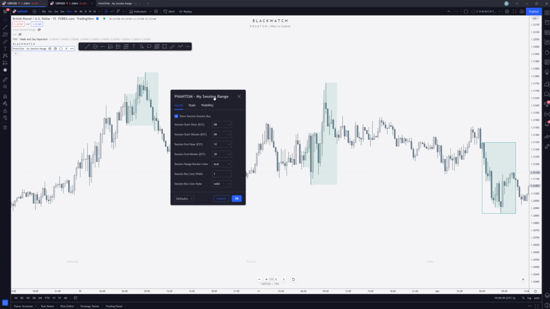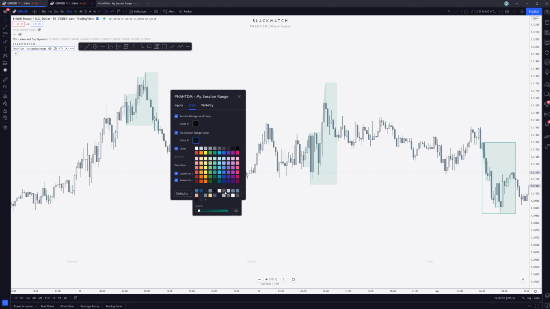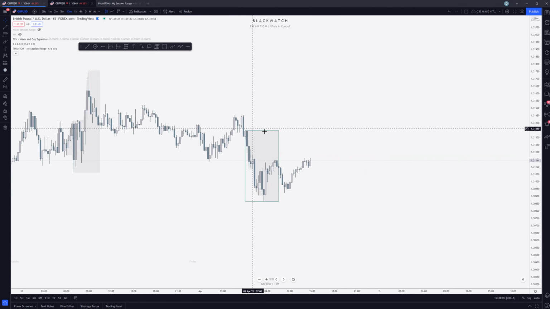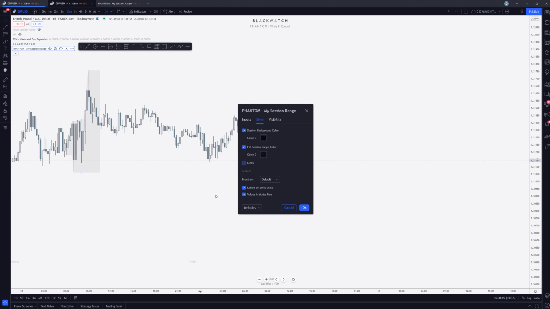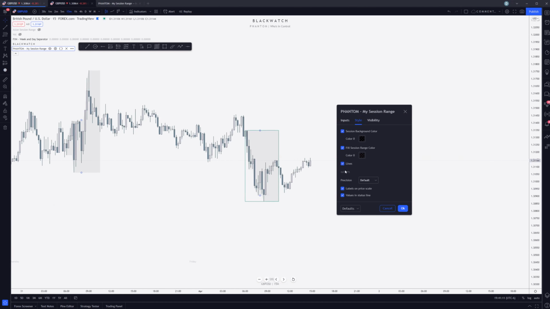And if you want to, you can change the color of the boxes themselves. You can go into the style, and you're just going to adjust the fill session range color. So for this, I'm probably just going to put gray and drop the opacity. I'll keep the opacity up so you guys can see a little bit better. And then on the current day, it's always going to put it in a box. You can just turn that off by unchecking the lines box here under style.